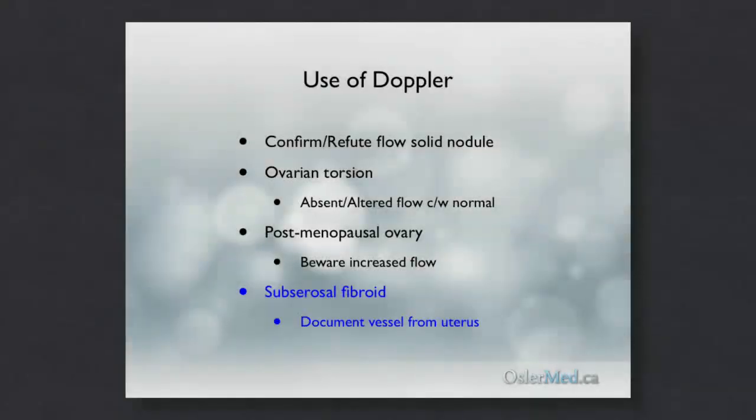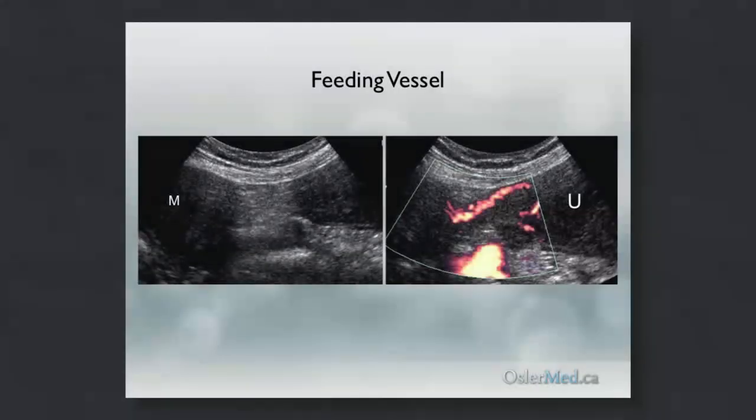ovarian cancer. And finally, another good use of Doppler is in the case of subserosal fibroids, where it may be possible to document a feeding vessel from the uterus. So in the slide on your left, this is the uterus. It's a transverse or transverse oblique image. And here in the adnexa is a solid adnexal mass.